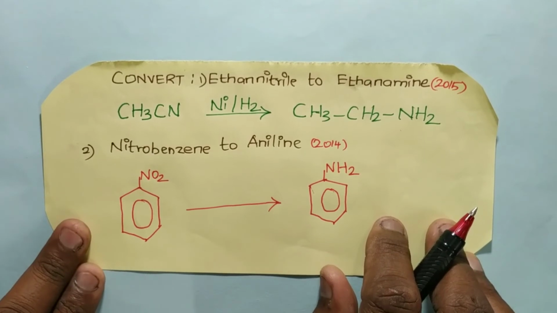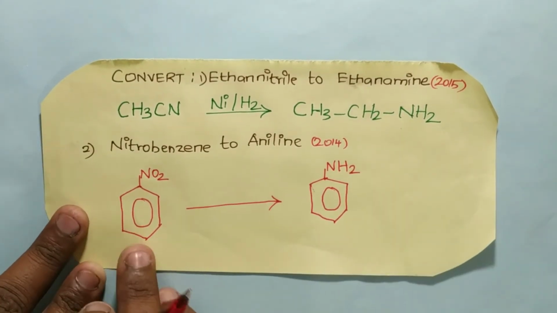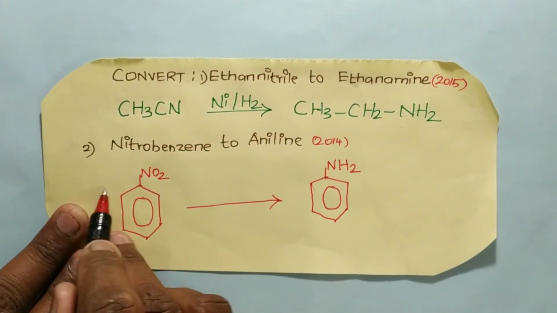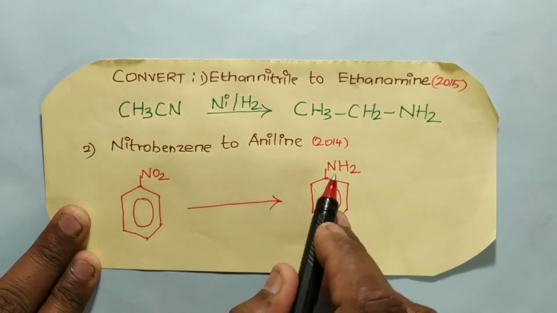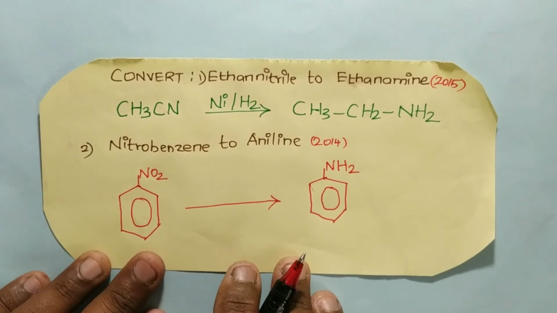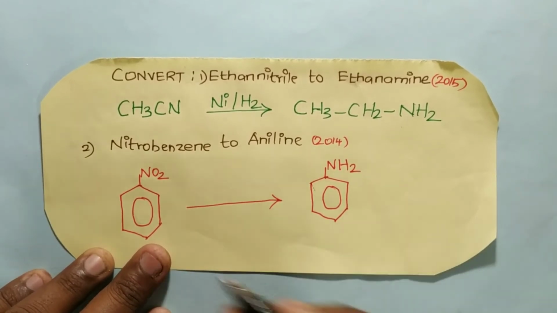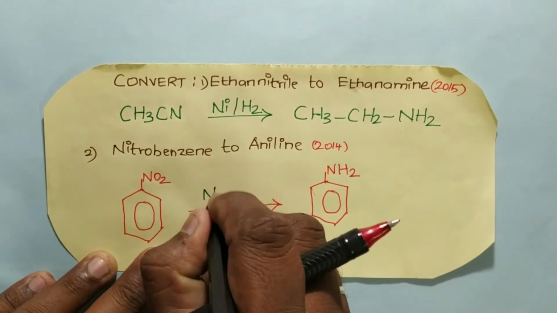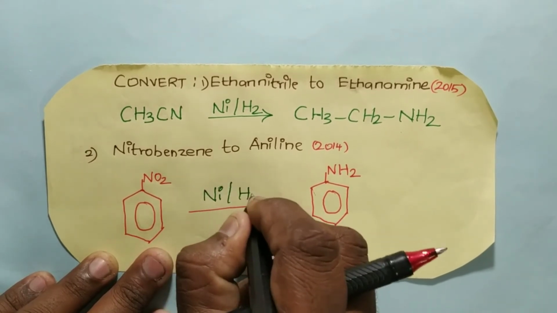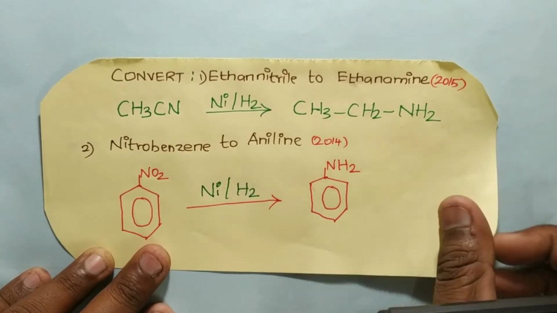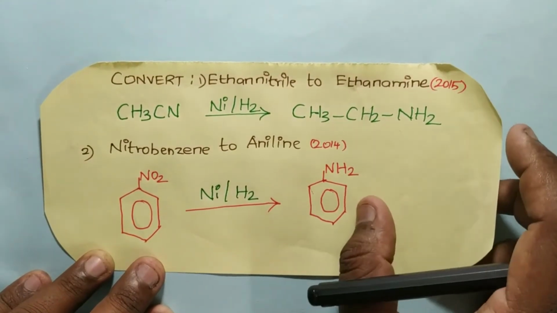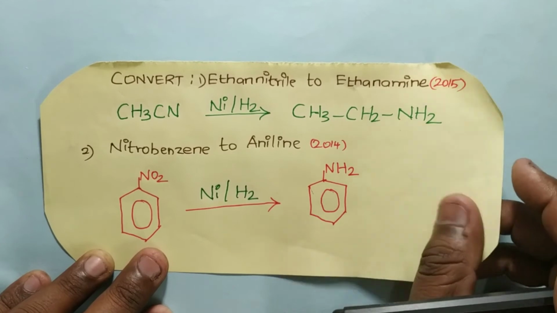Is there any change in the benzene ring? There is no change; the benzene ring is common here. So NO2 can be converted into NH2, and we have to use the perfect reducing agent. If I use a reducing agent like nickel and hydrogen, it will get reduced to amine. I am getting aniline as the product from nitrobenzene.